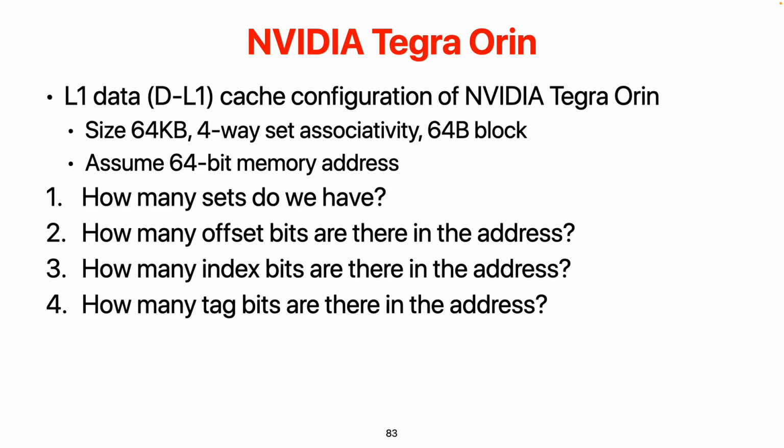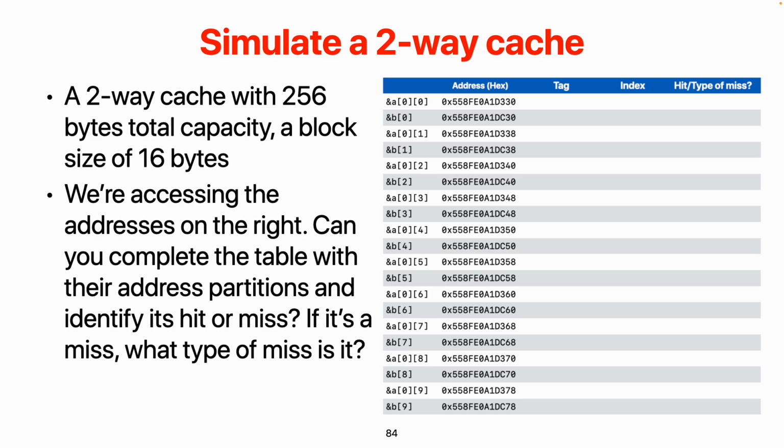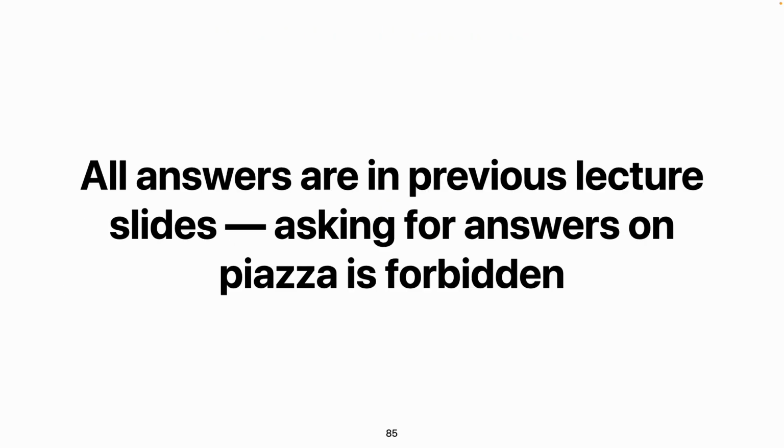If I give you a cache configuration, how many sets, how many offset bits, how many index bits, how many tag bits are there, right? If I give you a set of addresses and a certain cache configuration, can you tell me how many of them are hits, how many of them are misses, and for each miss, can you tell me what type of miss that is, right? So don't ask me or anybody on Piazza for an answer, because you can find all the answers on the slides.